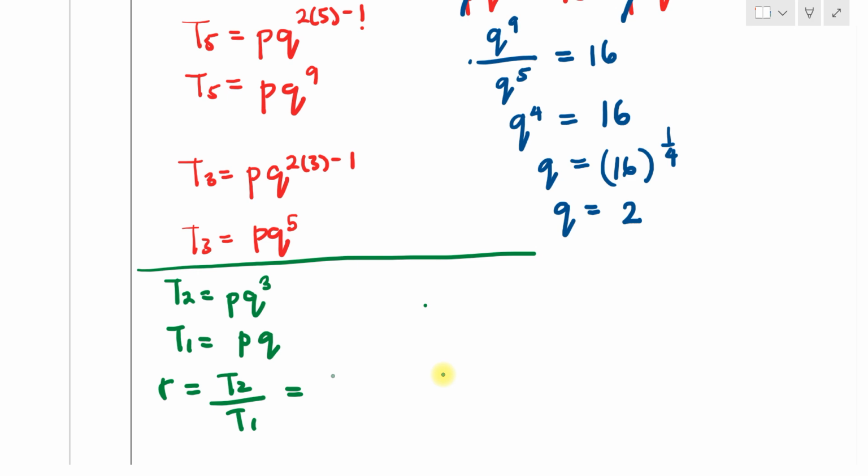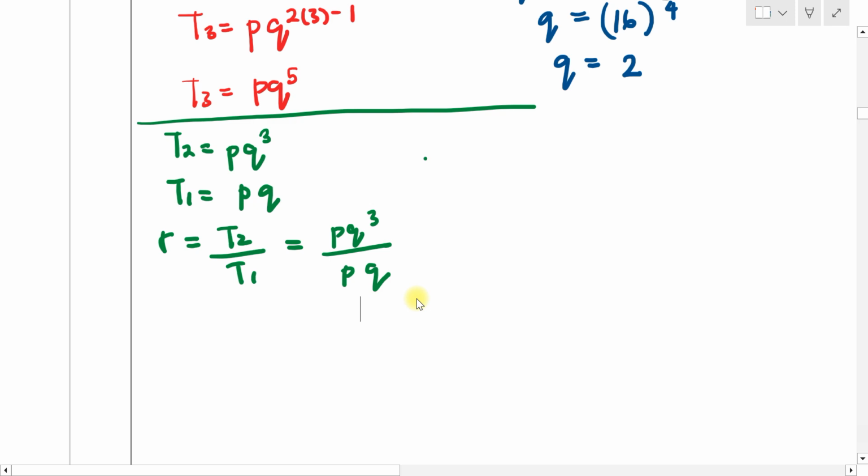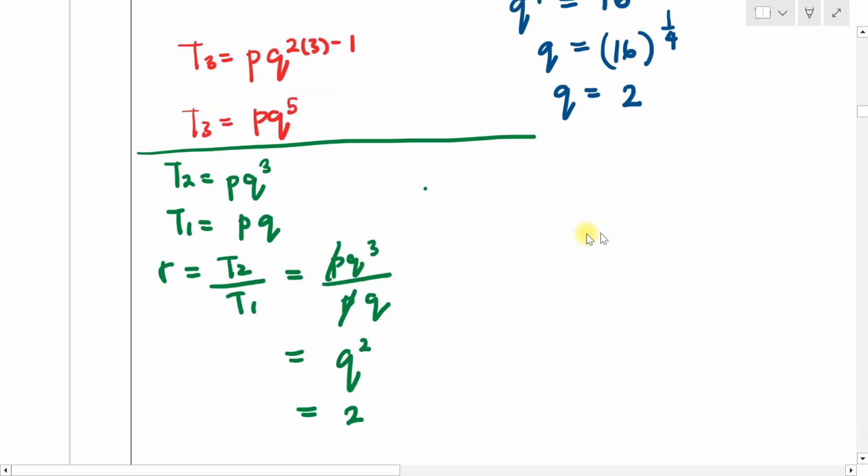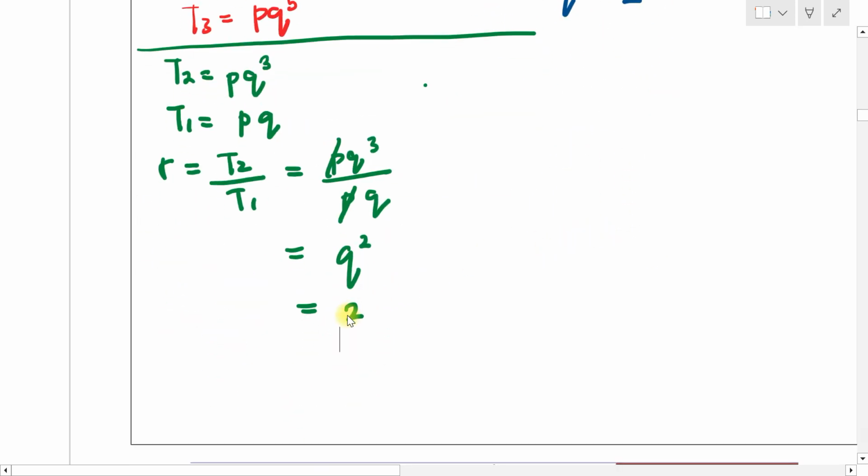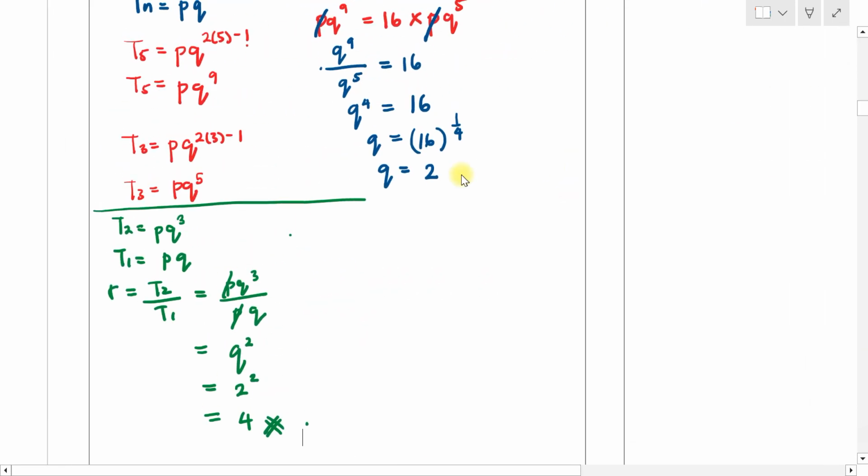So the common ratio is equal to t2 over t1. So pq cubed over pq, and the p cancels, we will get q squared, and we know the q is 2. It doesn't matter if it is negative also, because when you square it, it will be positive. I think that's the purpose. They never give you q more than 0. So 2 squared, we found q is 2. So your r is equal to 4. That's how you solve this.